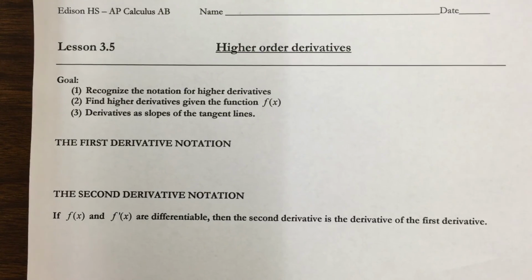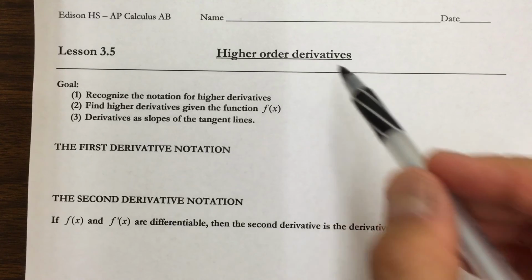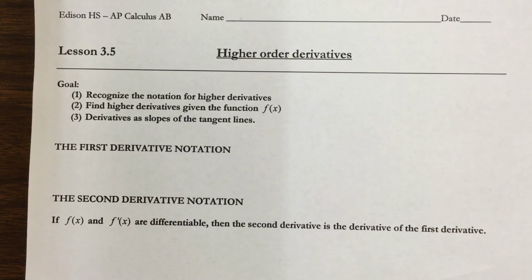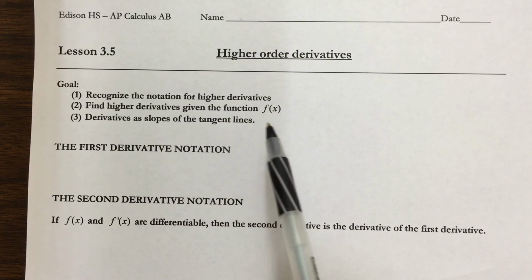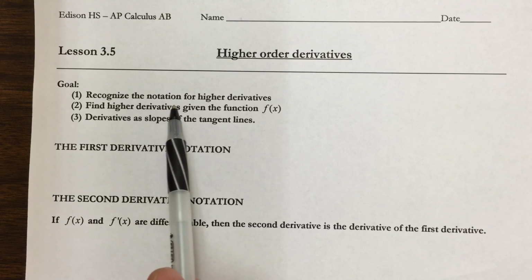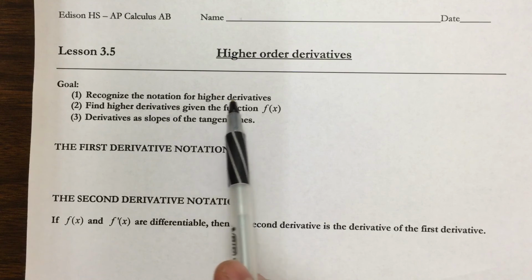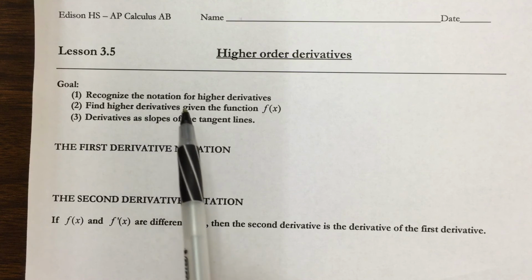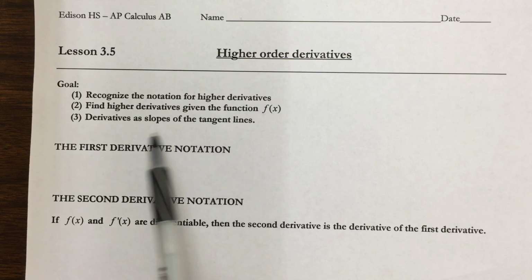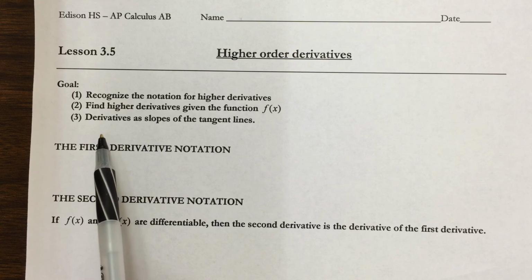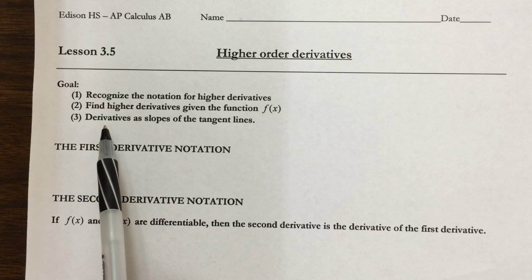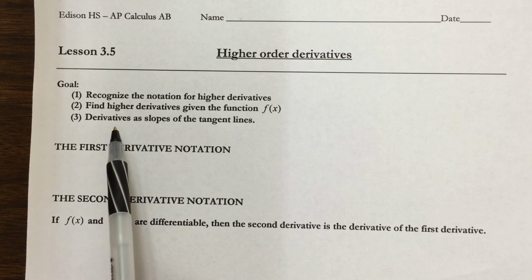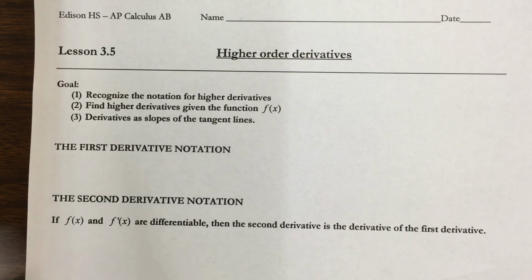Alright guys, in today's lesson, we will be looking at higher order derivatives. In other words, you can actually take more than just the first derivative or one derivative. So a few things we're going to try to accomplish today. One of them is to recognize the notation for higher derivatives. And then I will show you how to find higher derivatives given a function. And also we're going to try to recognize and review that derivatives are slopes of the tangent lines.